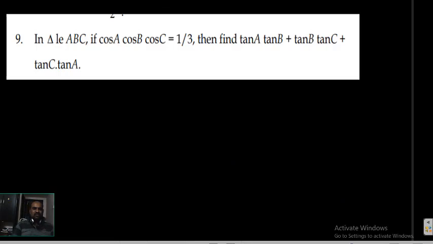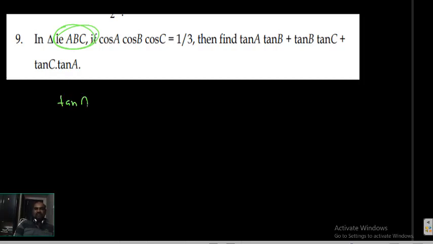Next, 9th question, student. In triangle ABC, cos A, cos B, cos C equal 1 by 3. Then find the value of tan A tan B plus tan B tan C plus tan C tan A. Important thing is in a triangle ABC. That is interesting here. Okay.